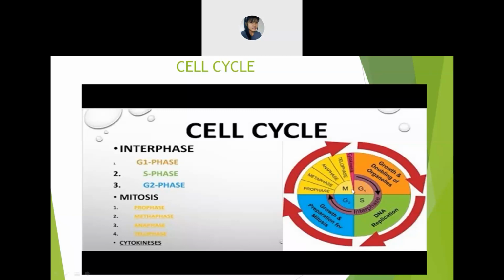Moving on to the next, which is mitosis. In the M phase, in mitosis, what are the different phases you will find? You will find prophase, metaphase, anaphase, telophase, and cytokinesis. Is it clear? We will come to know about the different phases in the next slide. For now, you just know the names.